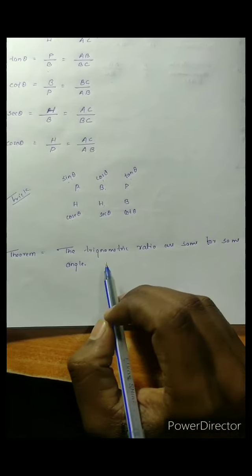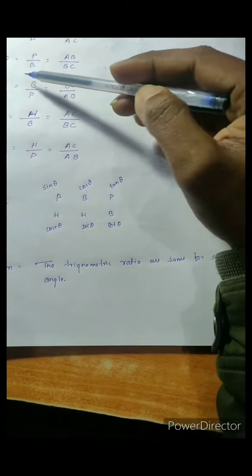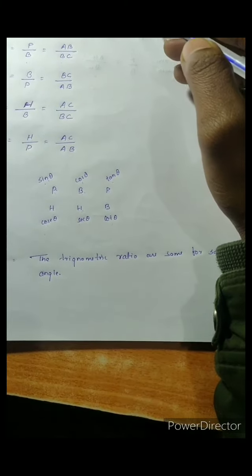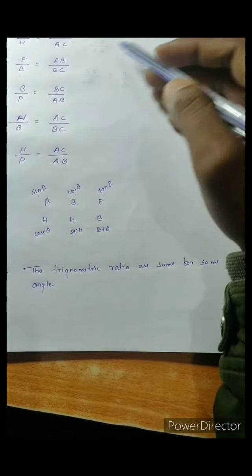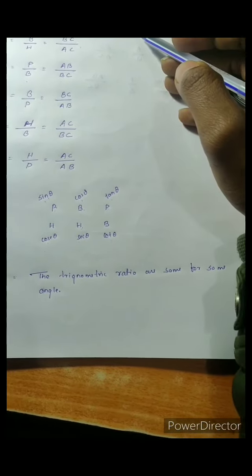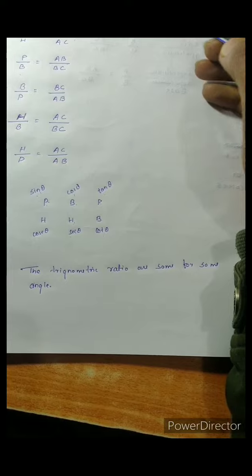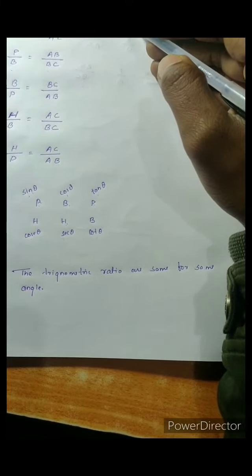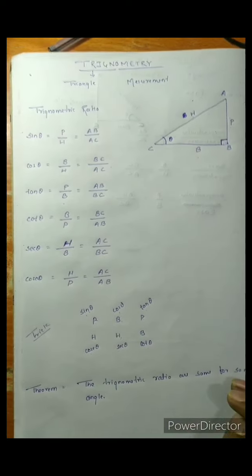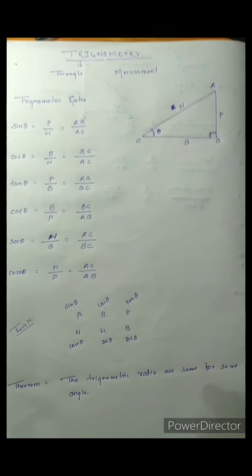One theorem here is that the trigonometric ratios are the same for the same angle. If you change the angle, the trigonometric ratio will also change, but if the angle is the same, then the trigonometric ratio will be the same. So this is the trigonometric ratio. You have to memorize it and then you have to solve the questions.